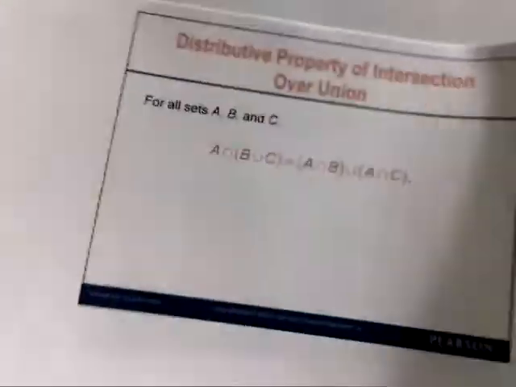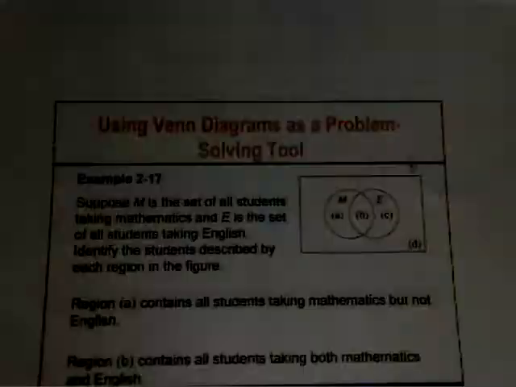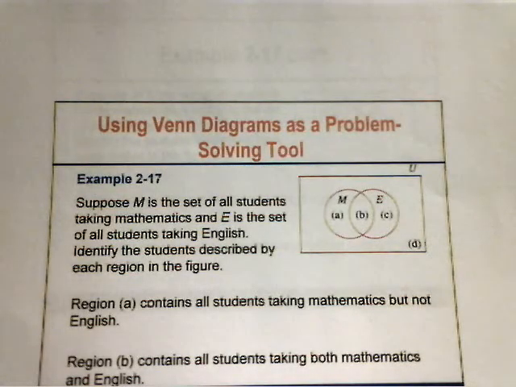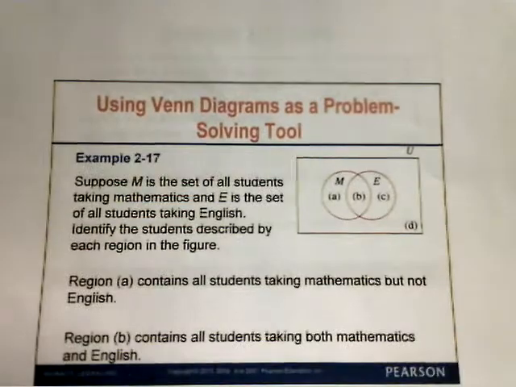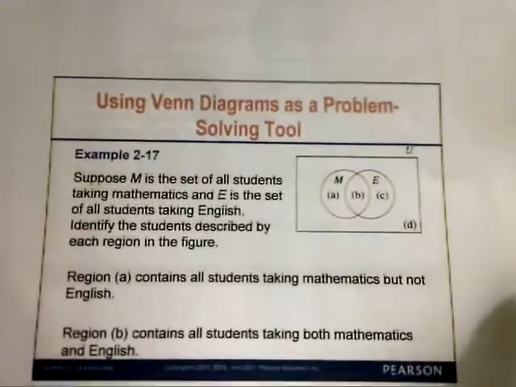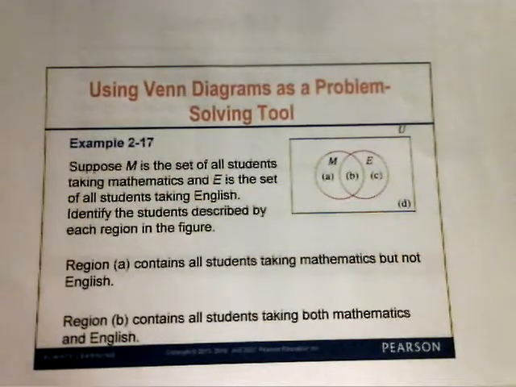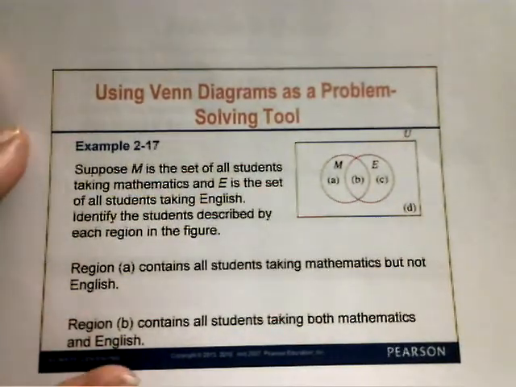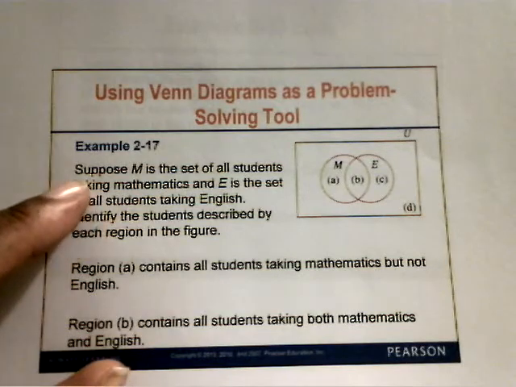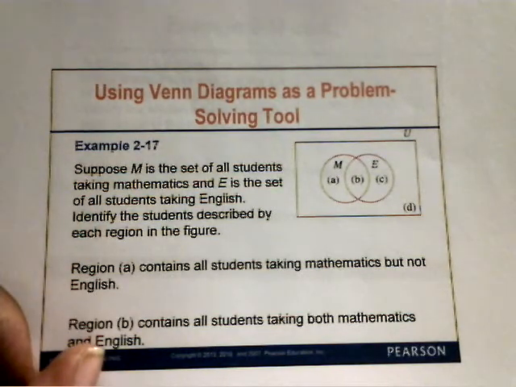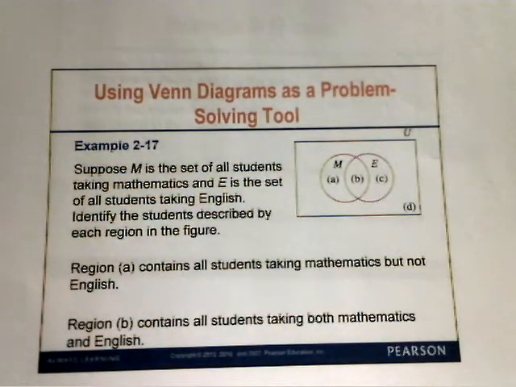Okay, now I won't be going over these with you, but we are going to talk about Venn diagrams. Here we're going to be using Venn diagrams as a problem-solving tool. In this case, suppose M is the set of all students taking mathematics and E is the set of all students taking English. Identify the students described by each region in the figure.